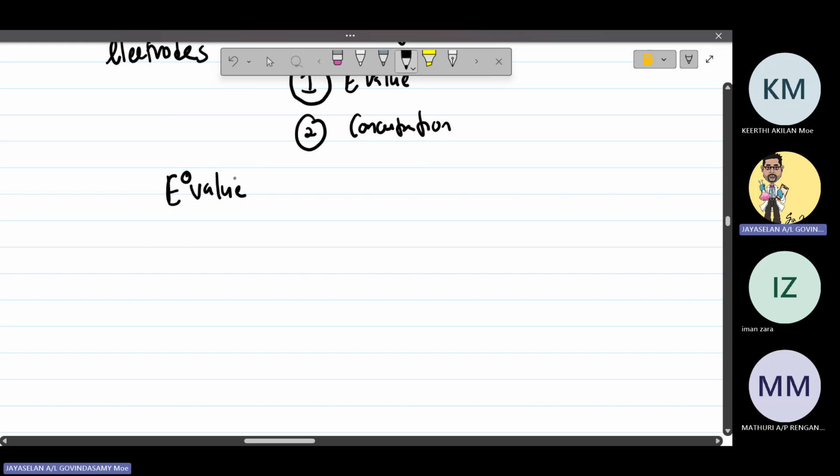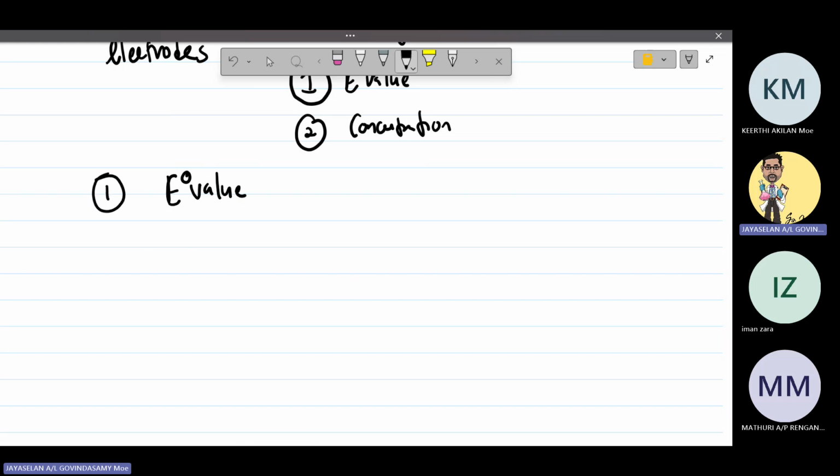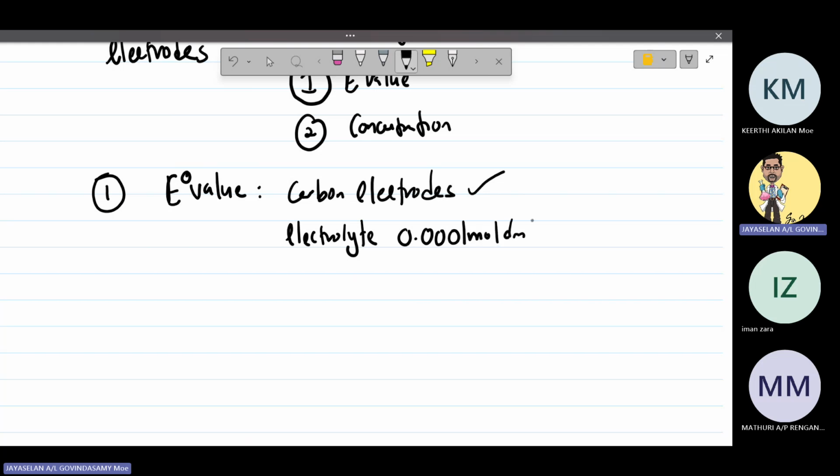Okay, saya pergi kepada factor 1, E naught value, fokus boleh. Okay, kalau katakan dalam exam, dia bagi carbon electrode. You tengok gambar aja ada carbon electrode. Okay, dah checklist pertama, you dah tengok. Lepas tu, you tengok larutan electrolyte. Okay, dia letak 0.001 mol dm-3. Ini maksudnya cair. Ataupun dia letak perkataan dilute. Okay, dua benda ni kena ada dalam soalan. Kalau dah ada, confirm factor 1.